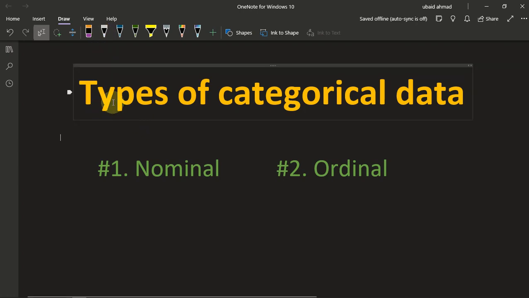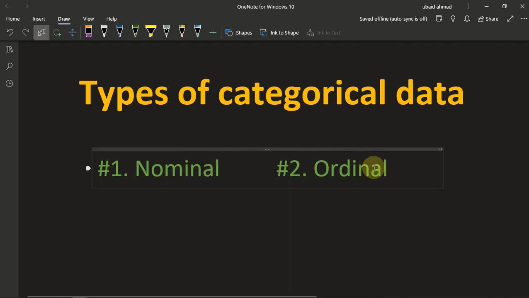Welcome all. So the topic is types of categorical data. So we know that categorical data is the data which can be categorized, like male, female, like colors, and like grades or things like that, which can be categorized into some groups, or we call them classes, right? So this data can be further classified into two different concepts or terminologies called nominal and ordinal.